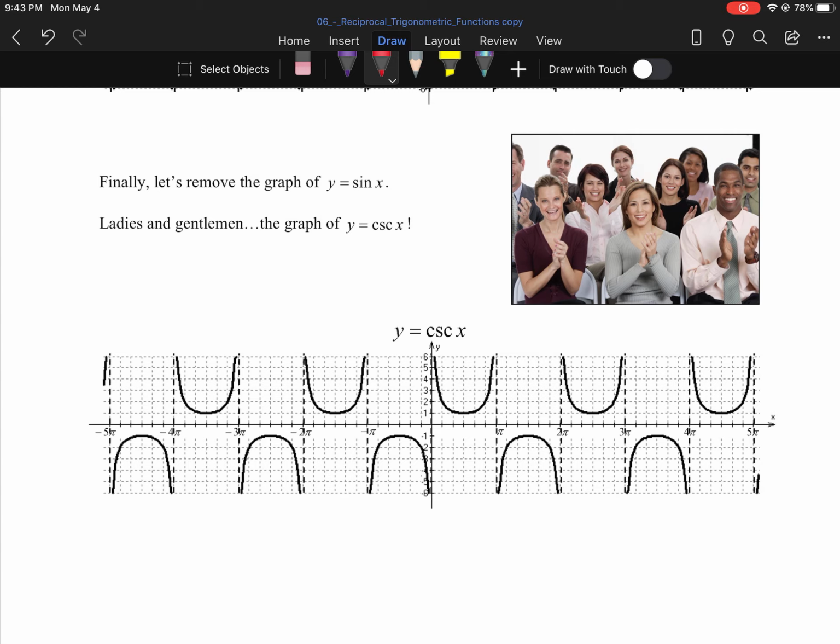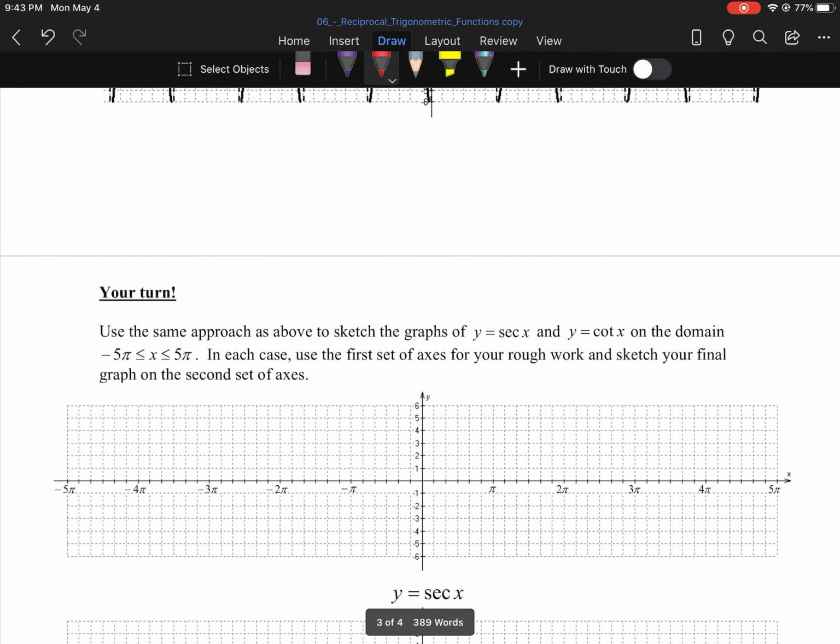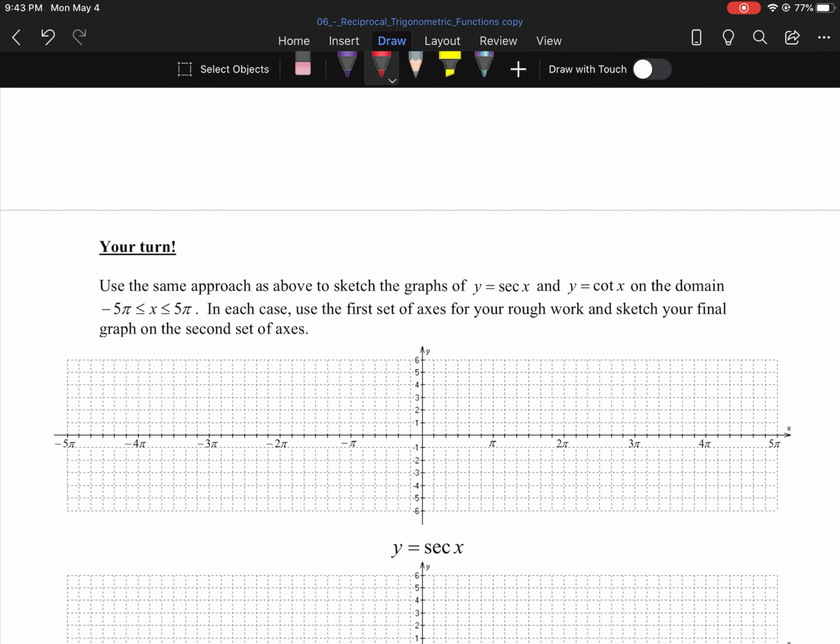Okay, now your task with that thinking. Right now you could just go ahead, look on the internet, download some graphs of the other ones, secant and cotan. But I encourage you, before you do that, to try and do that thinking on your own.